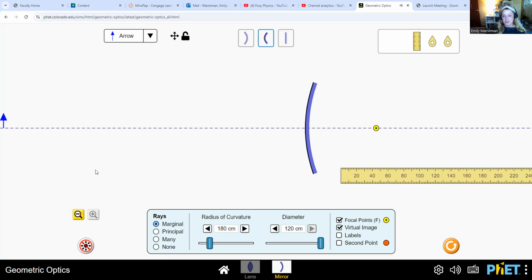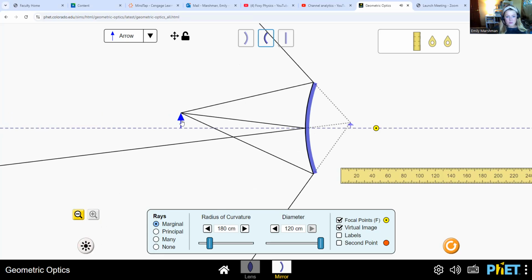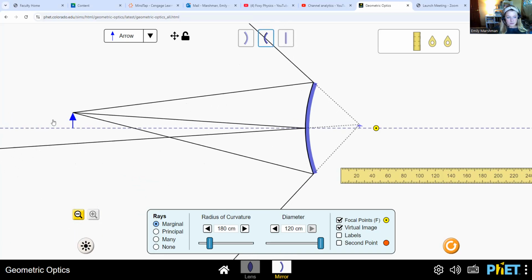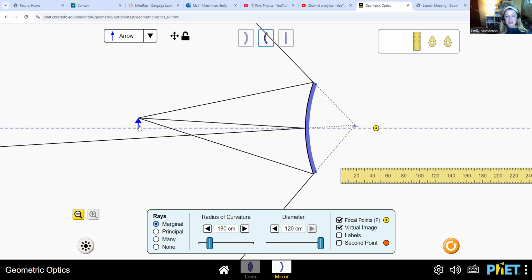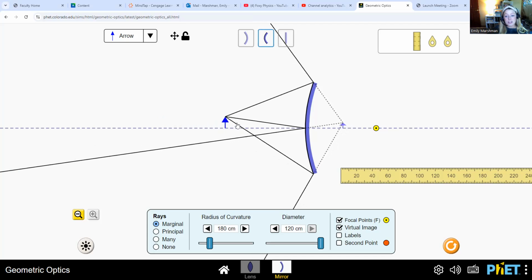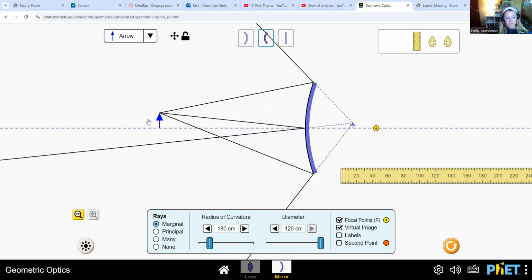So let's make some predictions about what will happen for a convex mirror. Let's turn the light on here. Notice that no matter where I put the object, whether it's really close or really, really far away, I never generate a real image. I always only end up with a virtual image behind the mirror. So convex mirrors only create virtual images.